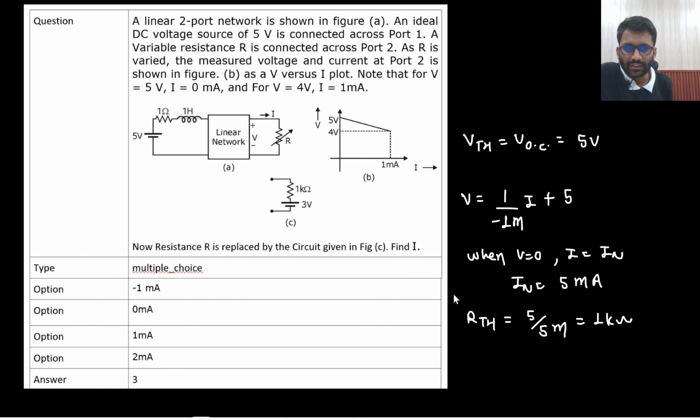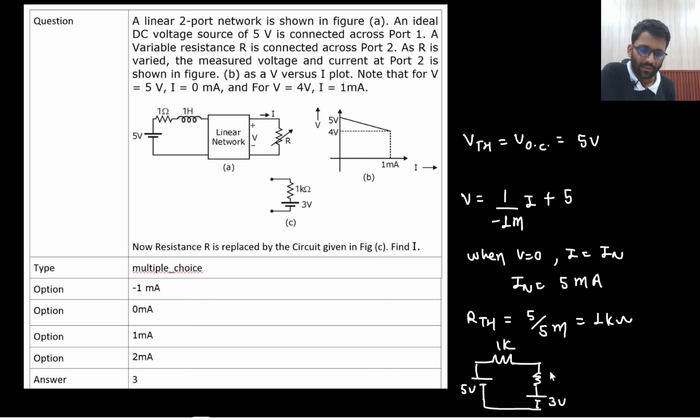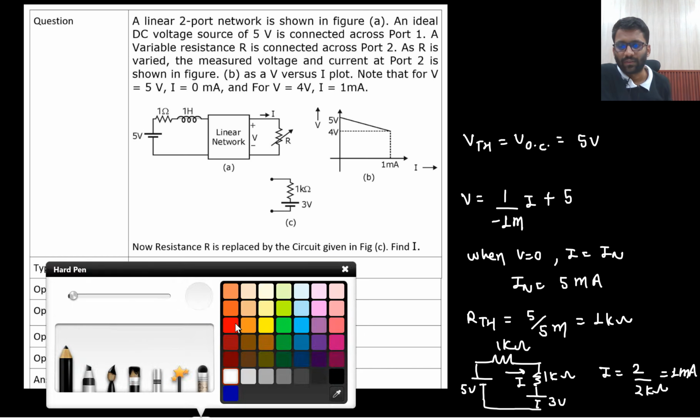Okay, so now this complete circuit can be replaced with a battery of 5 volt and 1 kilo ohm resistance, and then another 1 kilo ohm resistance is there, then 3 volt in action. 1 kilo ohm, 1 kilo. What you need to find? You need to find the current I. So what will be I? I will be 2 by 2 kilo ohm. That means 1 milliampere. That's it. So this is the answer, 1 milliampere.